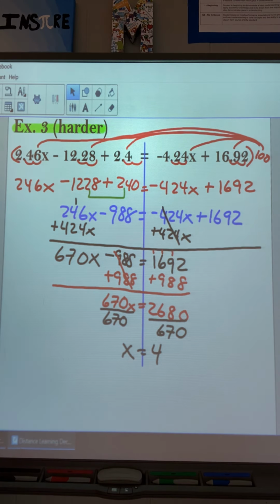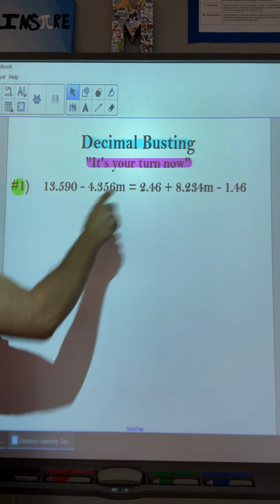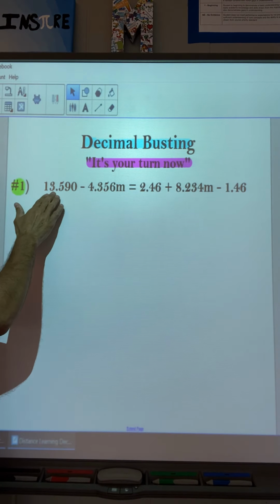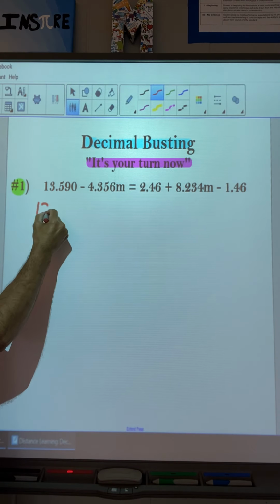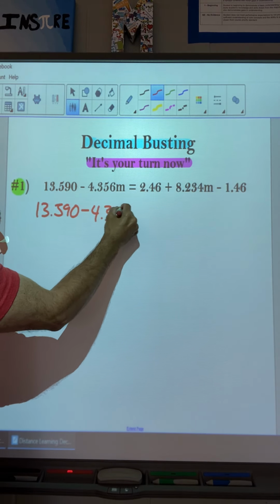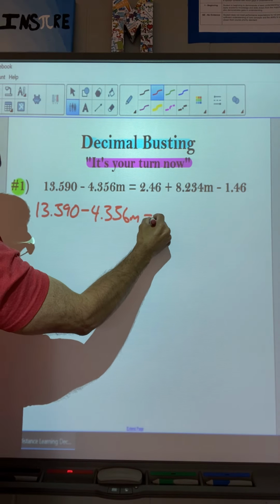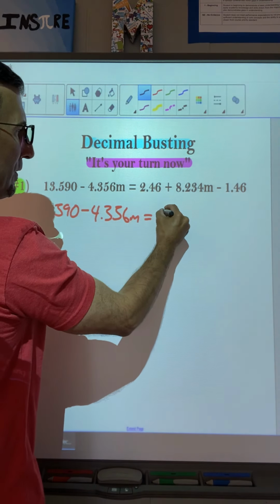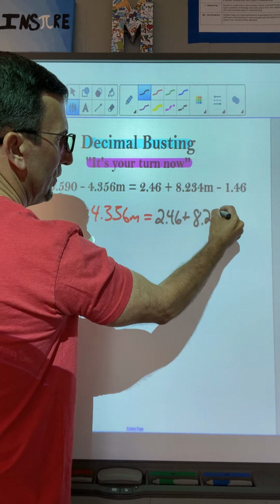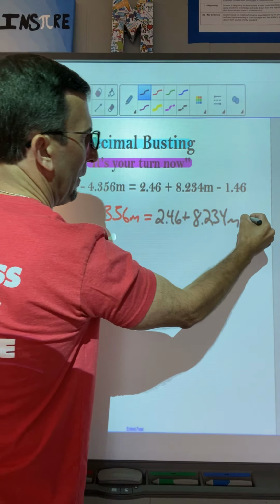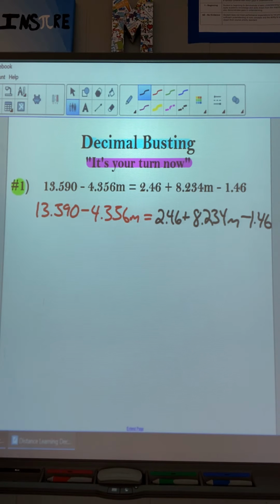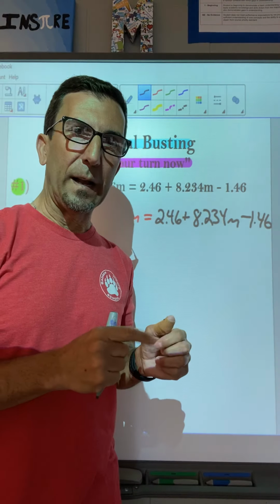Okay, your turn. I now want you to do this problem. So you have, and I'll write it a little bit bigger, but it's pretty clear. 13.590 minus 4.356m equals 2.46 plus 8.234m minus 1.46. Okay, so I want you to take care of that. You can pause the video right now.